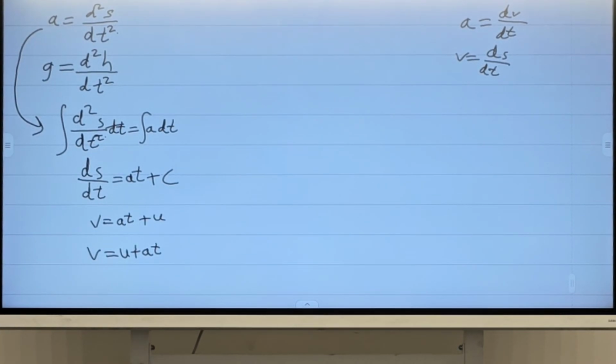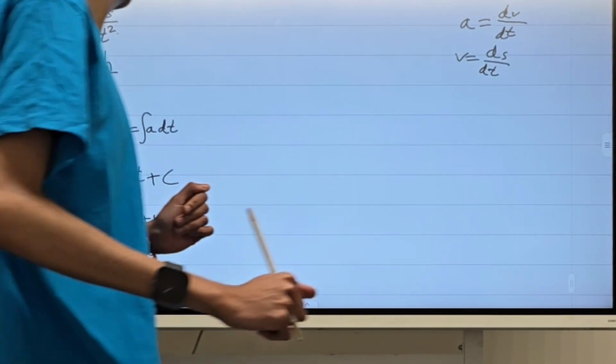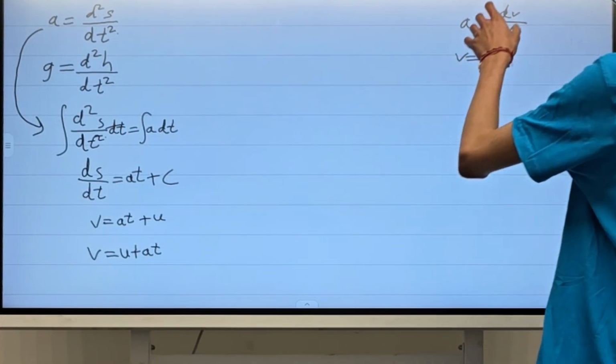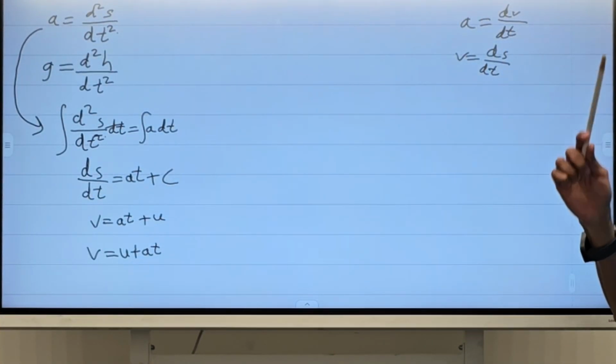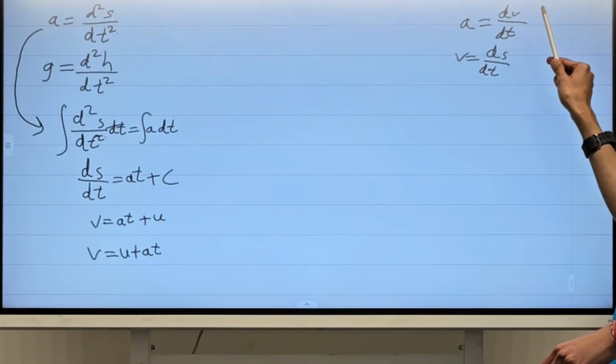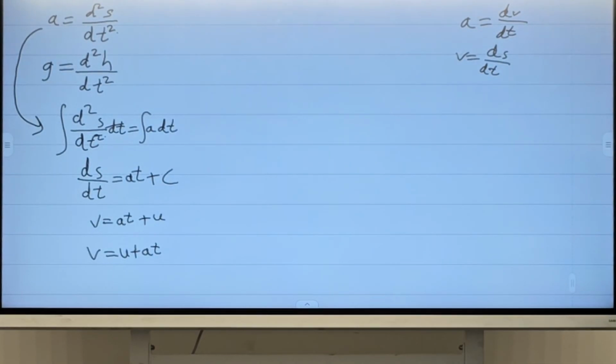So there's our equation. Well, there's an easier way to derive this without calculus, and I will help you do it. The easier way is to start from the definition of acceleration. This is a nice definition of acceleration. I like it, but it could be better.